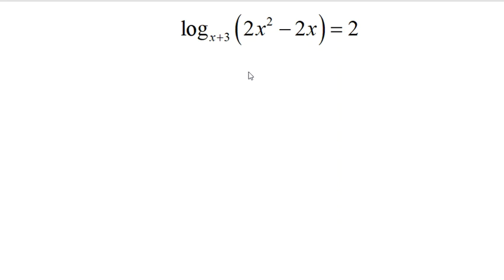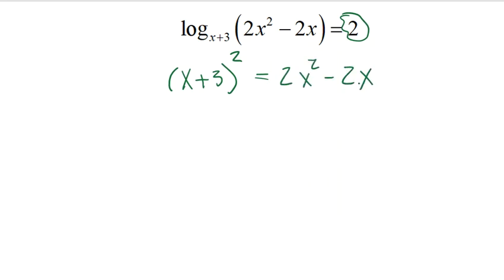We'll do our best here, but notice that on the left-hand side I have a log, on the right-hand side I have a number. Why don't we just jump and use the definition? So I'm going to take the base, which is a really weird base, x plus 3, raised to the second power. Remember, logs always equal the exponent, so that's the power, equals the inside, 2x squared minus 2x. So literally, just utilizing the definition turned this ugly-looking log equation into nothing but an exponential.